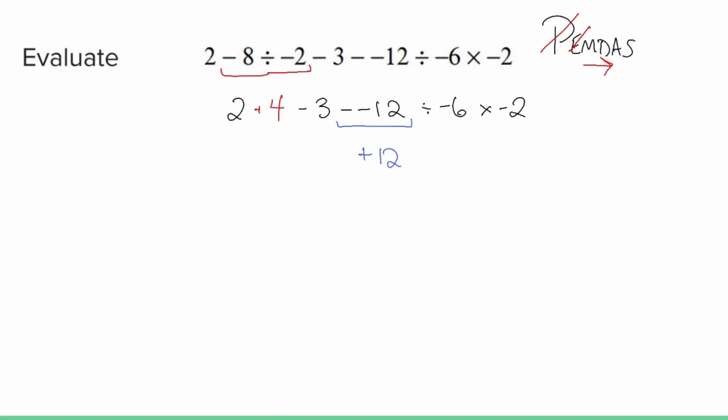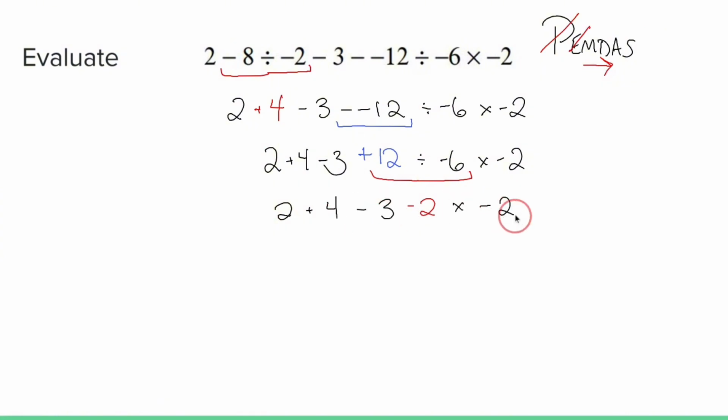So we can also drop down the 2 plus the 4 minus the 3 from here. Now it's +12 divided by -6 times -2. We still got multiplying, we still got dividing, so you scroll left to right. 12 divided by -6 is -2. Drop down everything else. 2 plus 4 minus 3 minus 2 times -2.